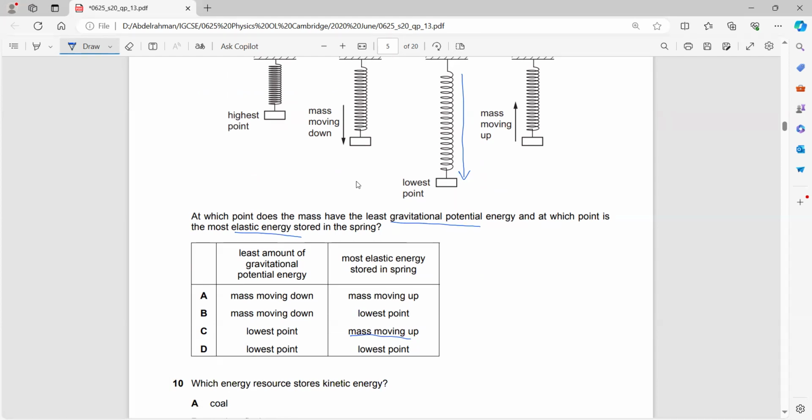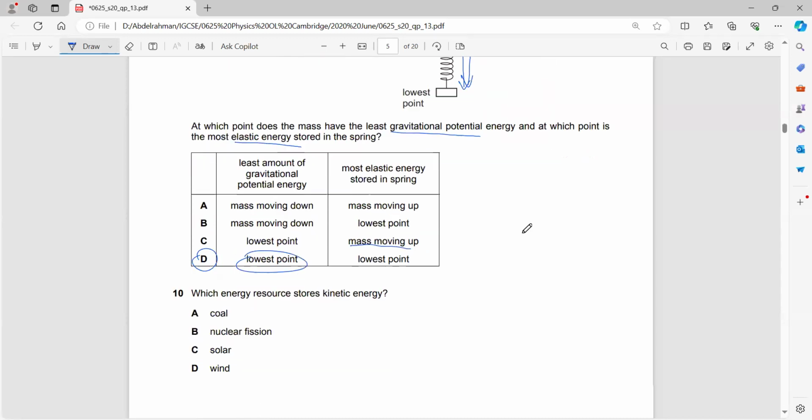Why does it have the least gravitational potential energy? Because it's the closest to the ground. When it's the closest to the floor or to the ground, it has the least gravitational potential energy. So at the lowest point, it has the least GPE, and it would also have the most elastic potential energy. Why? Because it is extended the most at this point. The longest extension would be at this point. Okay, any questions?